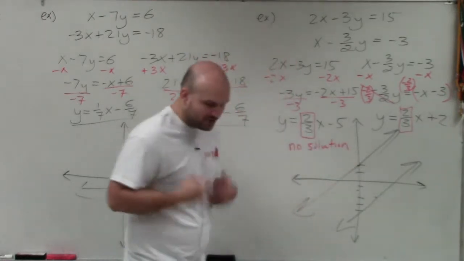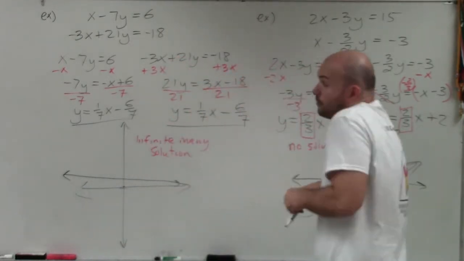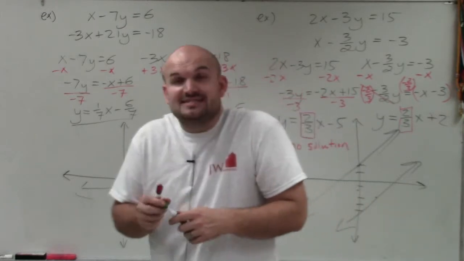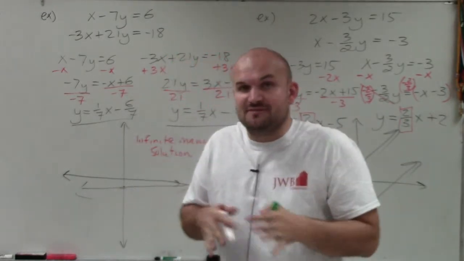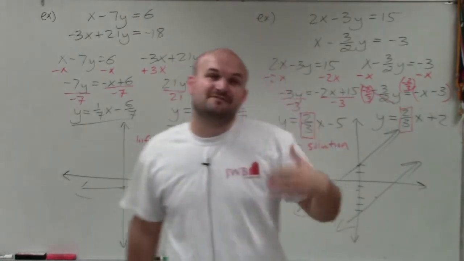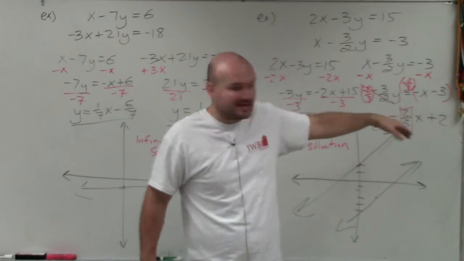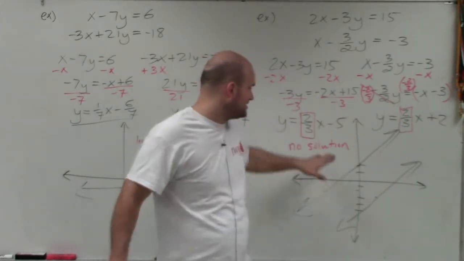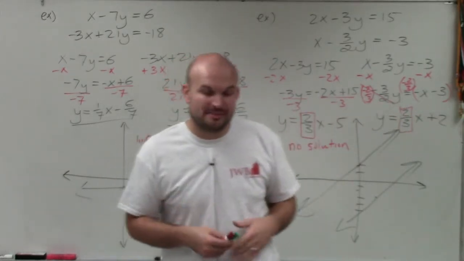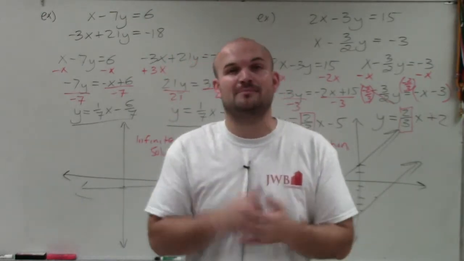Just to recap: when you are solving a system of equations by graphing, put them in slope-intercept form, or if they're already in slope-intercept form, see if they're exactly the same. If so, it's infinitely many solutions. If they have exactly the same slope but do not have the same y-intercept, then they are parallel, and there is no solution. So there you go, ladies and gentlemen. That is how you solve a system of equations with no solution or infinitely many. Thanks.